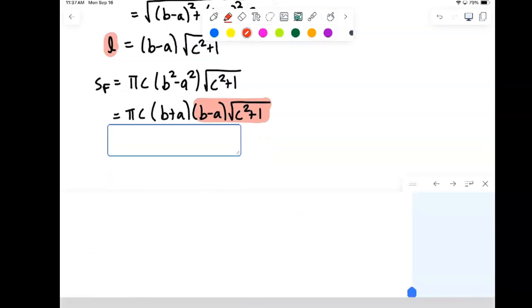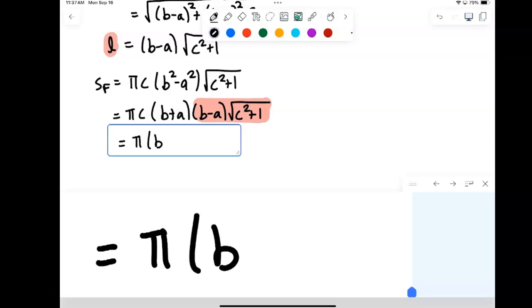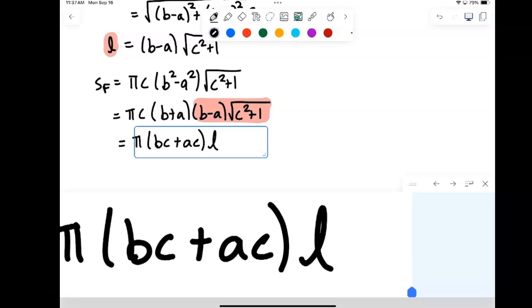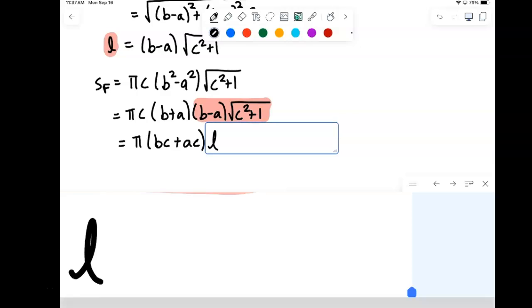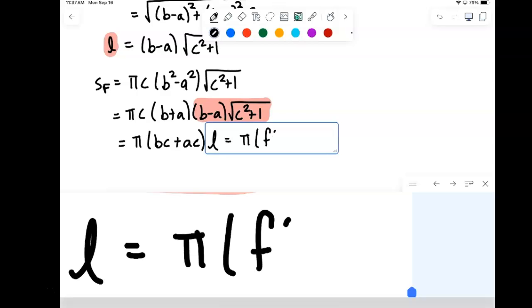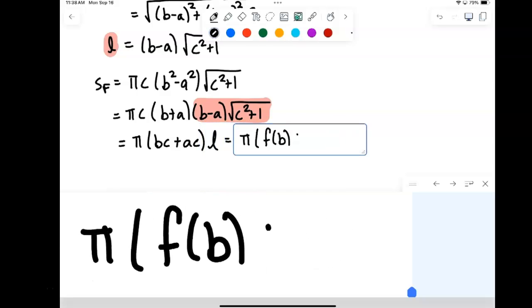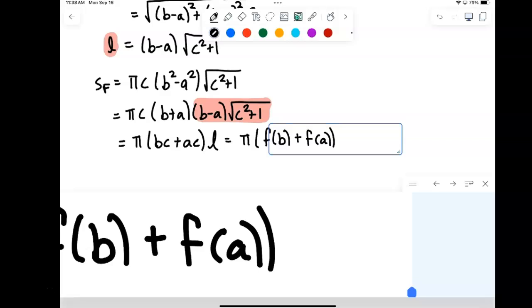And then this other piece I'm going to manipulate just a little bit. Pi times (bc plus ac) times L, but bc plus ac is just f of b plus f of a, times L.